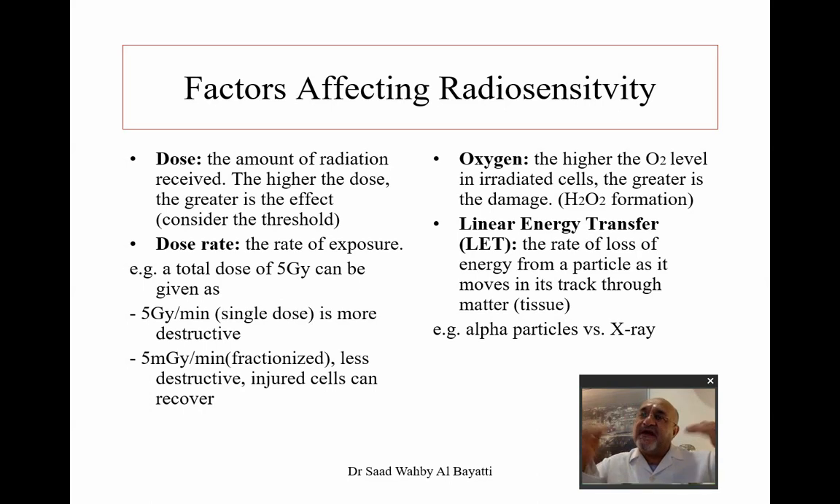So, naturally speaking, if the dose is high, the effects are high, whether on cellular level. The dose rate. Dose rate is the rate of exposure. Is the high dose given all at a single shot, or is it divided? A total dose of 5 gray can be given as 5 gray per minute. You can kill the patient if you give the 5 gray in a single minute, or you can fractionize it. It will be less destructive and the injured cells can recover. And this is what happens in radiotherapy.